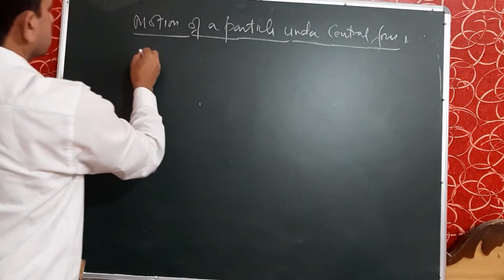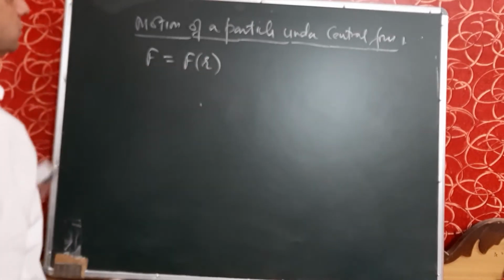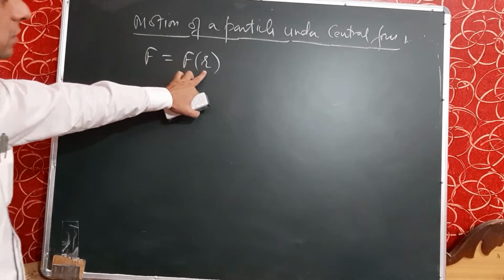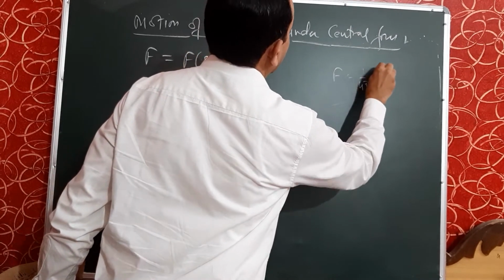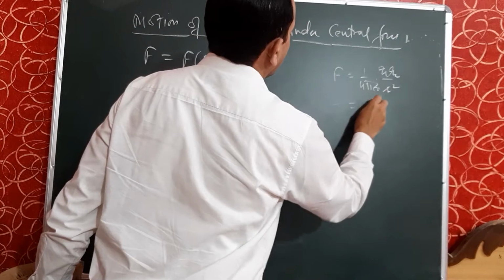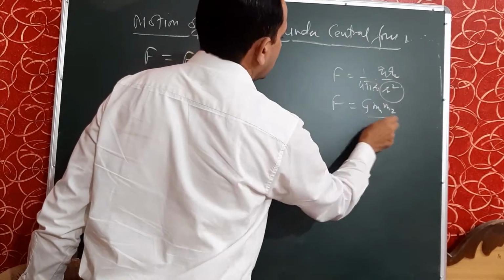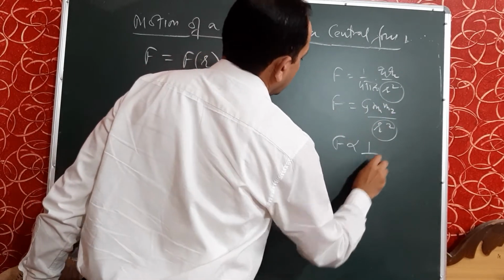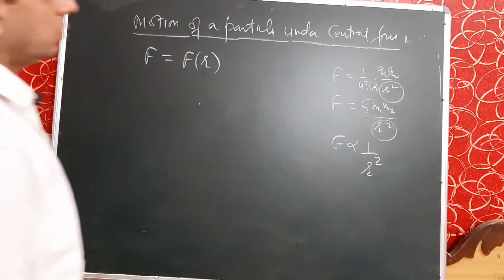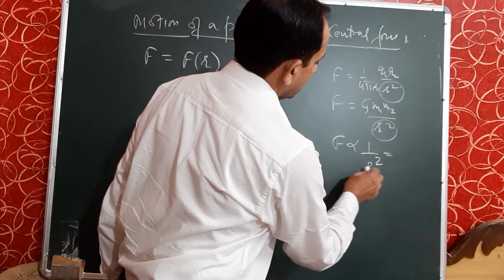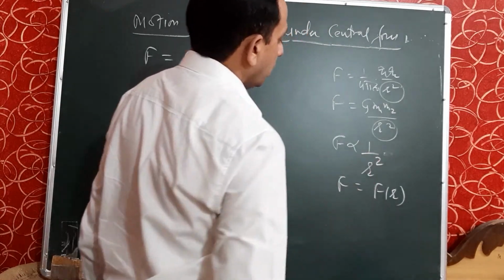Central force means inverse square force. You know that F is written as F of R. F of R means the force which depends only on R. So we have already studied that F is equal to 1 upon 4 pi epsilon naught Q1 Q2 by R square, and also F is G M1 M2 by R square. Both are inverse square, or F is proportional to 1 by R square. It is inverse square force. Or we may write this equation as F is only a function of R. That is, only R is a variable.